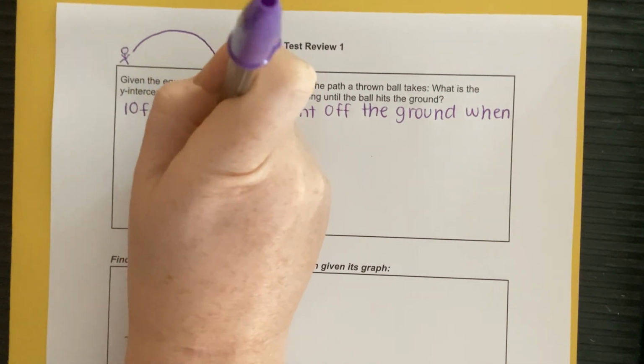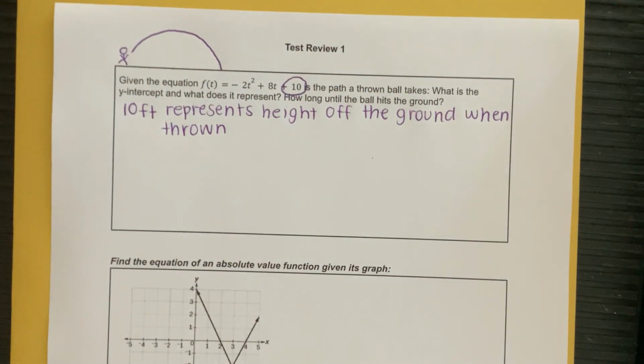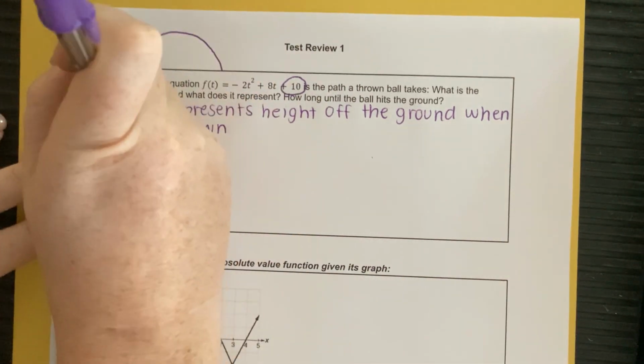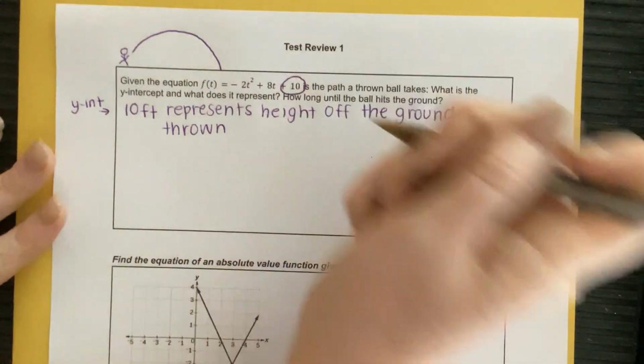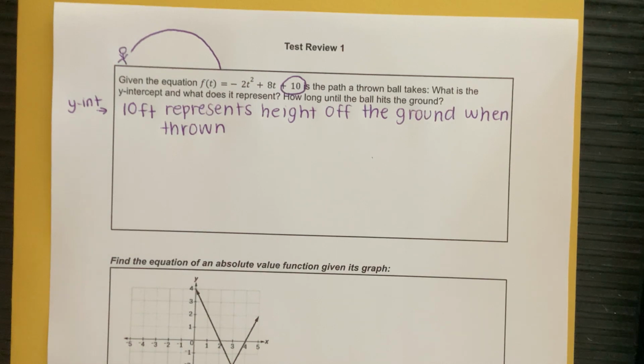Okay, so maybe they were standing on the second story and they threw it off a second story and saw what happened. I don't know. But 10 feet is our y-intercept. So this is our y-intercept, because that's your constant. Again, we picked feet. You could just say that 10 represents the height off the ground.